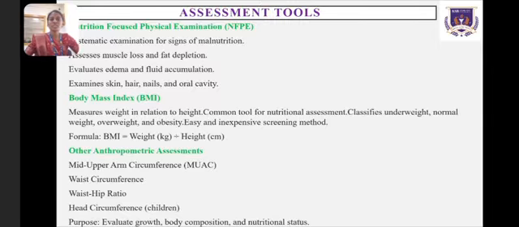Next, body mass index. It is a basic important tool for nutritional assessment. It also helps to determine whether a person is underweight, overweight, normal or obese. We use a formula based method to assess body mass index. The formula is BMI equals weight in kg divided by height in centimeter. Other anthropometric assessments are also used, like mid upper arm circumference, waist hip ratio, and waist circumference for children. These are other assessment methods to evaluate growth, body composition and nutritional status.